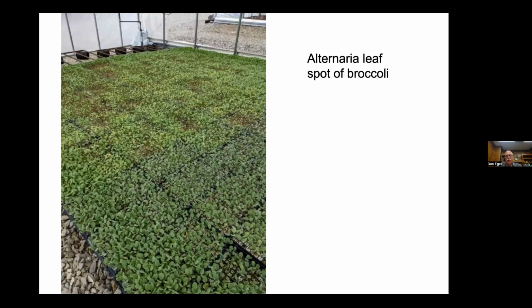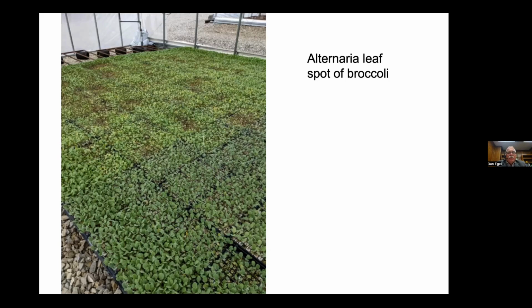That was a picture of bacterial canker, and I guess what I was trying to illustrate is just how easy it is to miss. So this is alternaria leaf spot on broccoli, and I know we're talking about tomatoes today, but I wonder if you can see the difference in the seed lots there.